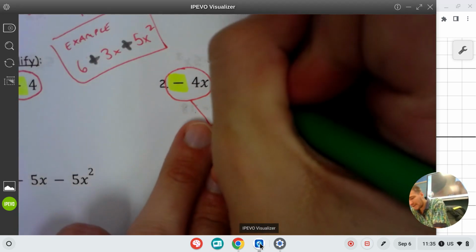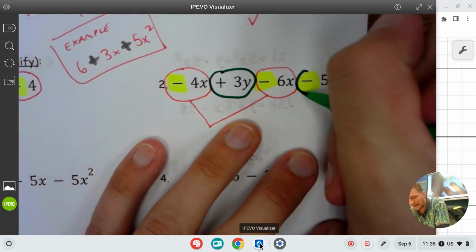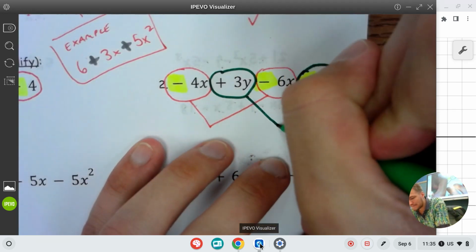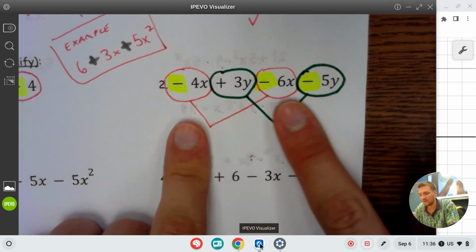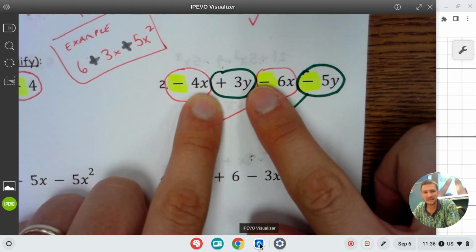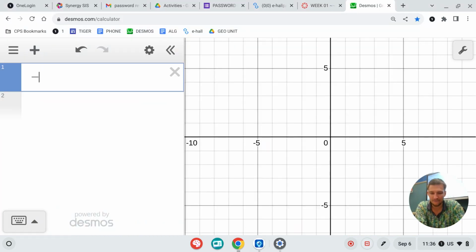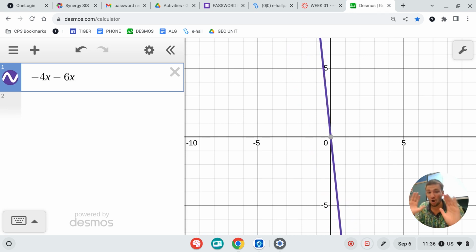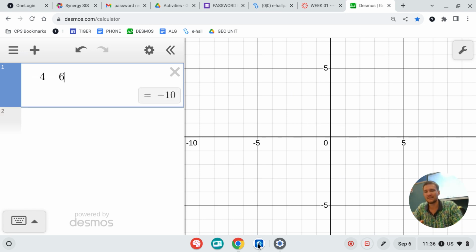We also have plus 3y. And does that have any matches? Of course, it matches up with our negative 5y. Nice job. We're going to need to combine these terms, you know, 2 separate sets. Let's start with what I have in the red. Let's start with our x's. Negative 4x, negative 6x. I'm going to type it in. Negative 4x, negative 6x, but no x's. So I'm going to go back. Just the negative 4, negative 6. Desmos says negative 10.